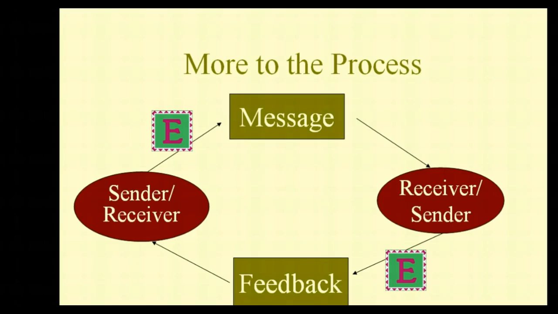The sender needs to encode their message. The sender-receiver encodes their message, and the receiver-sender encodes their feedback. When I choose to say hello or smile, I need to encode it in such a way that it is very likely it will be received correctly. Also, on the receiver end, the sender-receiver and the receiver-sender as well, they need to be able to decode that message correctly.